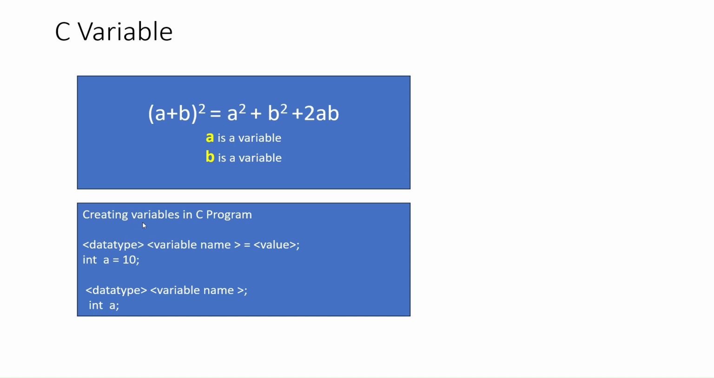So now let's see how to create a variable in a C program. The syntax is: you have to tell what kind of data type it is, like we discussed earlier, and you have to give some name to the variable, like here AB. And you can initialize it, like you can give an initial value. Here I define an integer variable, where int is a keyword, I give the name a, and I assign it 10. Or you can directly declare it like this, int a, and assign it later.